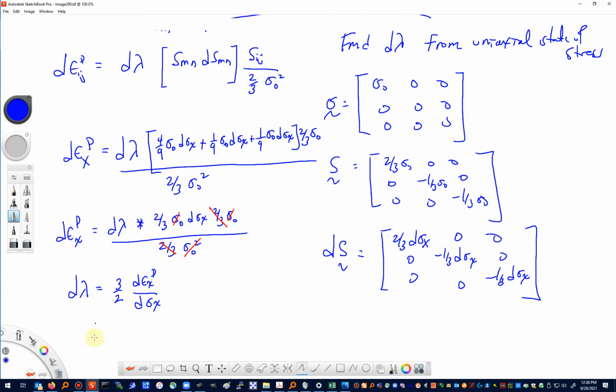Now, we're going to define the plastic tangent modulus as d sigma x by d epsilon x plastic. So that means that d lambda is 3/2 times 1 over h. If we look at our stress versus plastic strain curve, that slope is h, the rise over the run. Alright, so I did all that so I can find out what my h is equal to. Now let's see what h is for the Ramberg-Osgood equation.